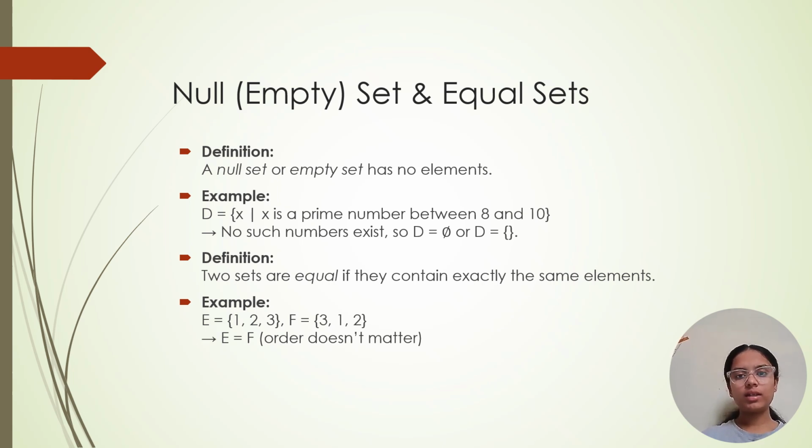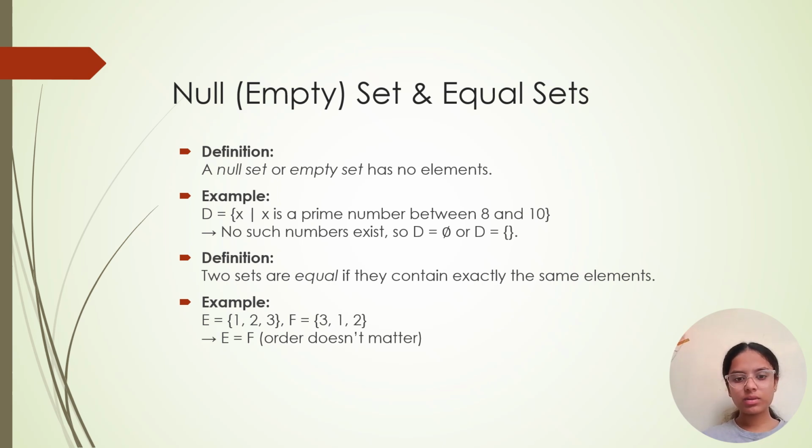Coming to the next slide, we have null set. Null set and equal sets are types of sets. A null set or empty set has no elements. A set which doesn't have any elements is known as a null set. For example, here set D equals x such that x is a prime number between 8 and 10. So here no such number exists. So D equals null. So D is equal to the null set.